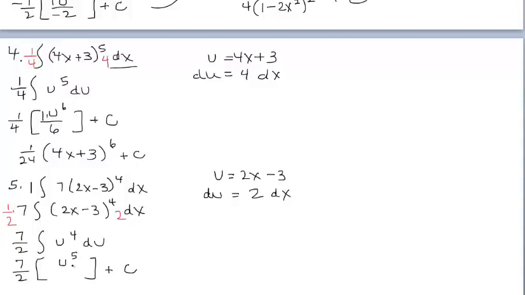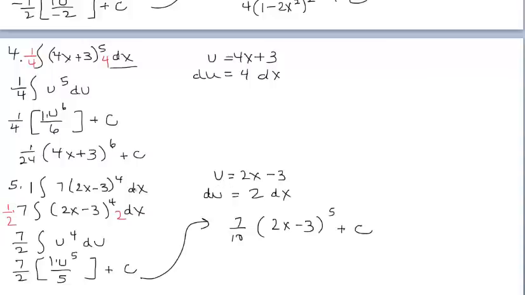Reverse power rule: increase to 5, divide by 5. Converting back to the x answer, I know I can multiply 7/2 by 1/5. That becomes 7/10 quantity u to the 5th plus c, where u represented 2x minus 3. Again, of course, you can check your answer by differentiating to see if you get back to what you started with, and you should.